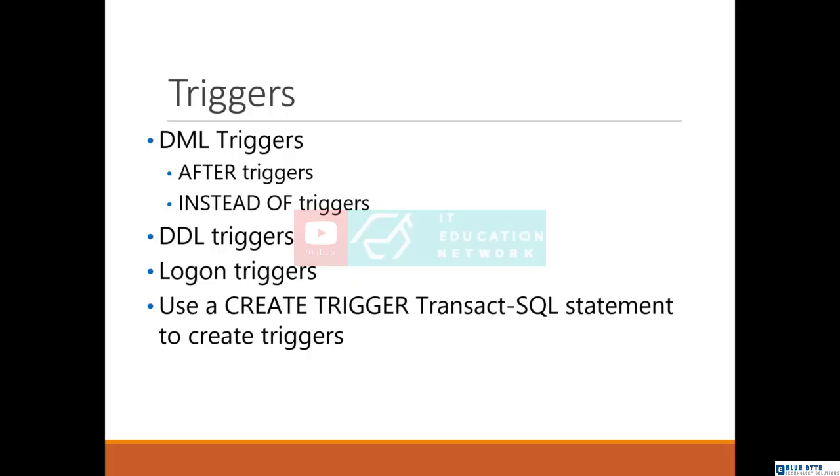DML is a subset of Transact-SQL that includes insert, update, and delete statements. So the DML trigger runs in response to insert, update, or delete actions on a specific table. DML has two types, after triggers and instead of triggers. With after triggers, this one allows the triggering action to complete before running. Let us have an example.